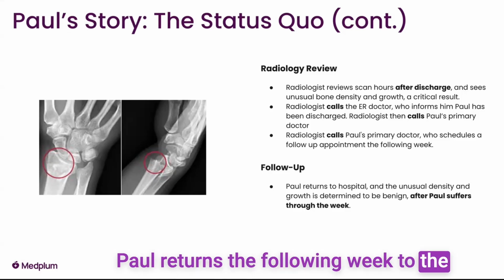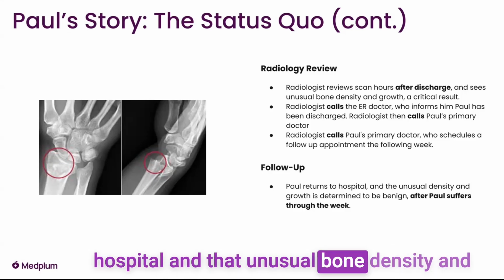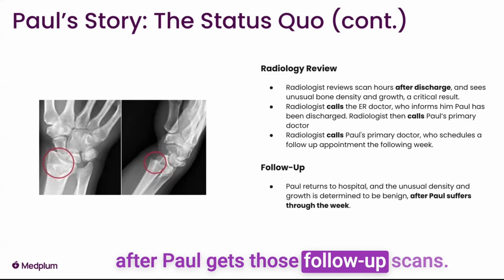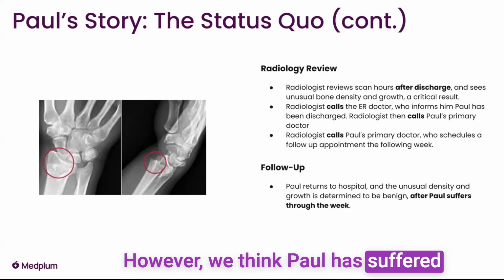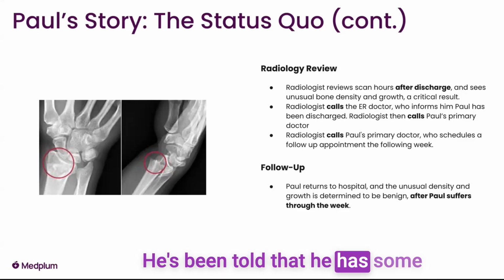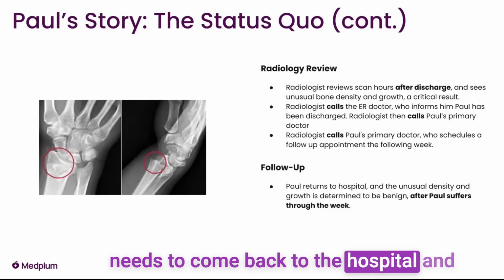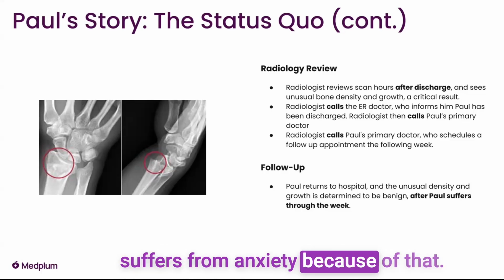Paul returns the following week to the hospital, and that unusual bone density and growth is determined to be benign after Paul gets those follow-up scans. However, we think Paul has suffered needlessly through the weekend. He's been told that he has some unusual critical results and that he needs to come back to the hospital, and suffers from anxiety because of that.